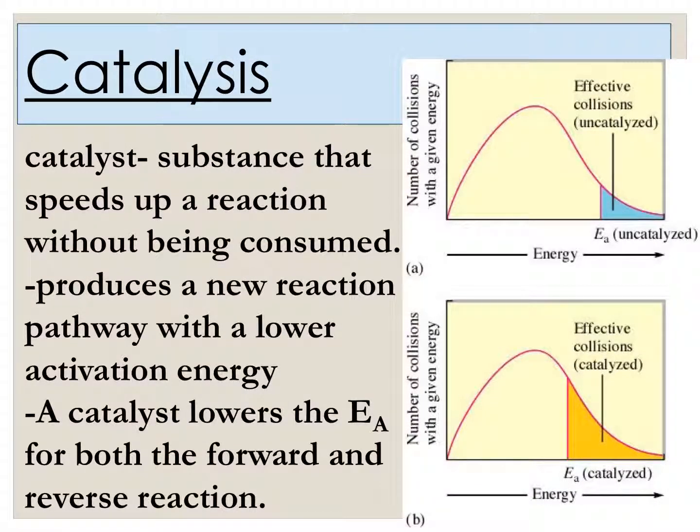Now, a catalyst is one of the main ways we talk about lowering and changing our activation energy. A catalyst is something that speeds up a reaction without being consumed. Okay, it produces a new reaction pathway with a lower activation energy. A catalyst lowers the activation energy for both the forward and the reverse reaction, because it's lowering the hump on its energy diagram.